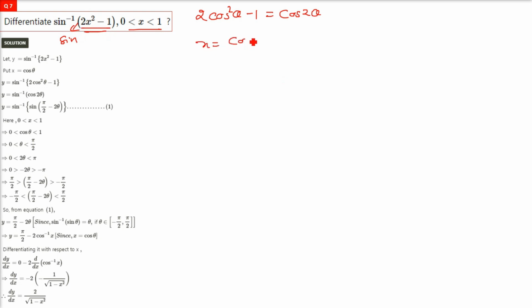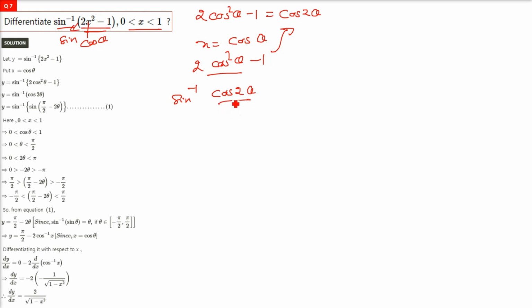Please remember. So we'll replace x by cos theta here, so that we can get 2 cos square theta minus 1. So 2 cos square theta, x is cos theta, minus 1. And 2 cos square theta minus 1, I just told you, is cos 2 theta. So cos 2 theta it will be. So sin inverse cos 2 theta it is basically.